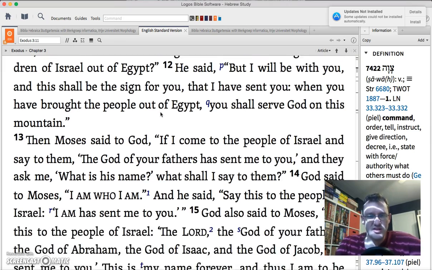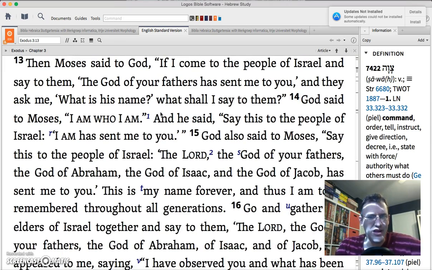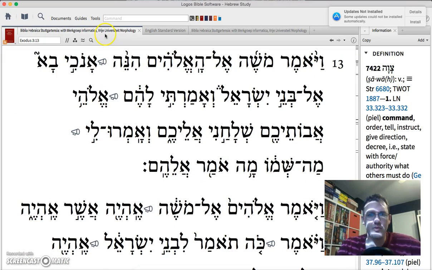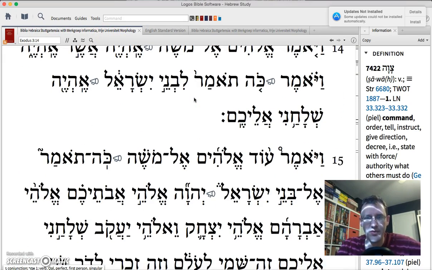So then Moses in verse 13 says, "If I come to the people of Israel and say to them, 'The God of your fathers has sent me to you,' and they ask me, 'What is his name?' what shall I say to them?" And so verse 14, first and foremost, is God answering Moses' question. How is Moses supposed to identify who this God is? So with that in mind, we read verse 14.